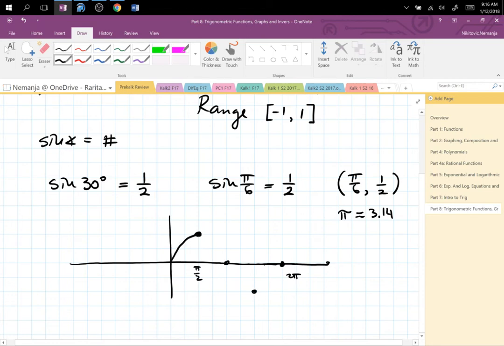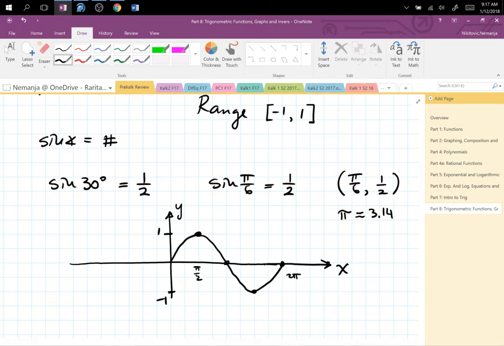So we have the graph, which is the sine wave. We have our standard x and y axis, highest point to be 1, lowest point to be -1, and we go for the full period from 0 to 2 pi.